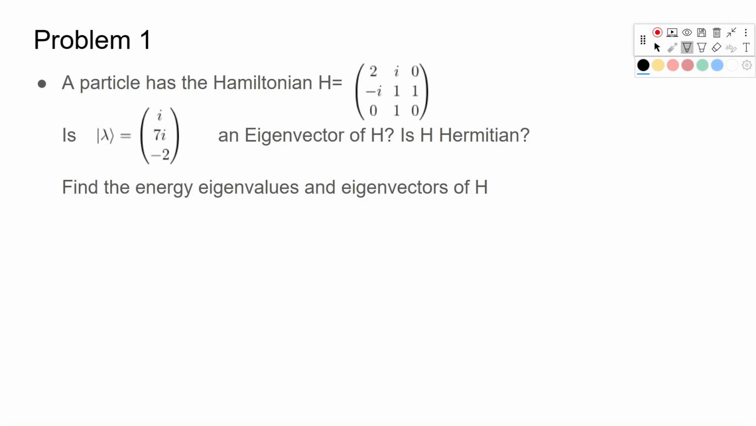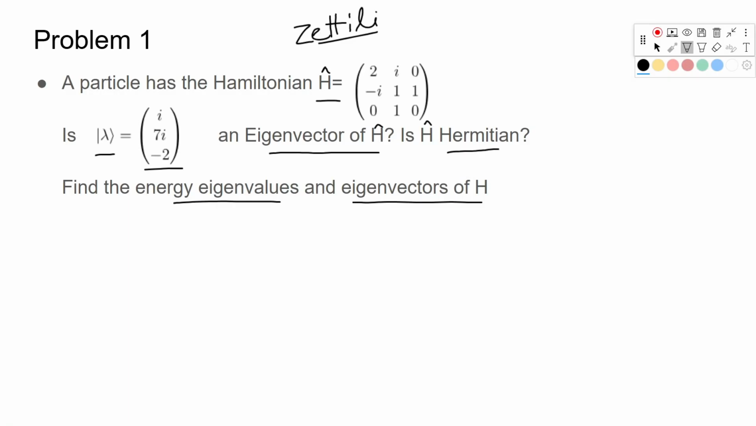Let's start with this problem. This problem is taken from the book on quantum mechanics by Zettili. It says a particle has a Hamiltonian. Is this ket an eigenvector of this Hamiltonian? Then we have to check if this Hamiltonian operator is Hermitian or not. And we have to find the energy eigenvalues and eigenvectors of this Hamiltonian operator. Let's start with this part. Is this operator Hermitian or not?